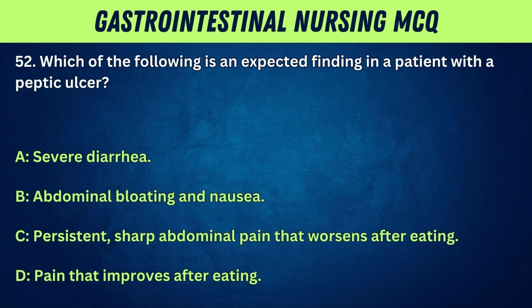52. Which of the following is an expected finding in a patient with a peptic ulcer? A.